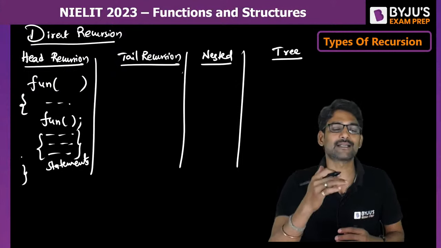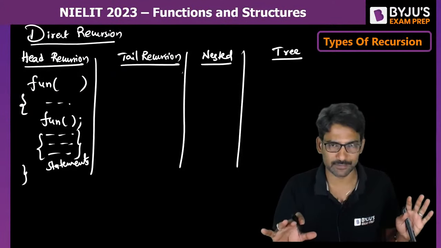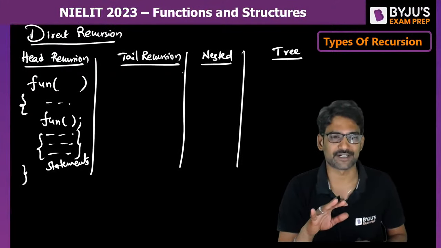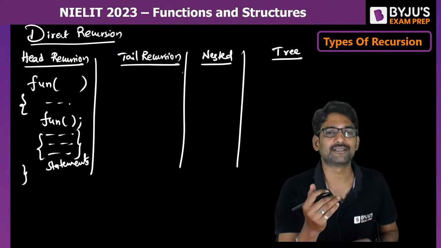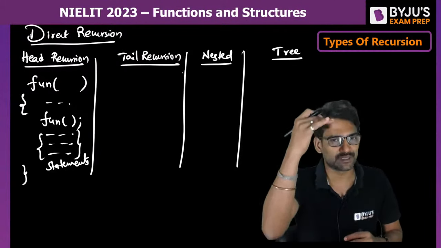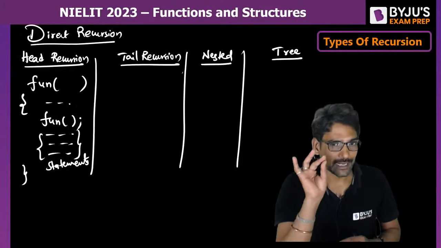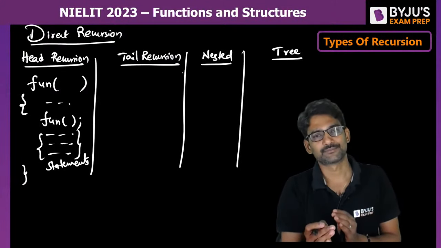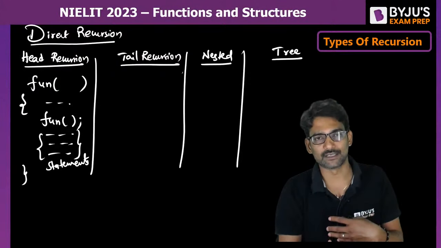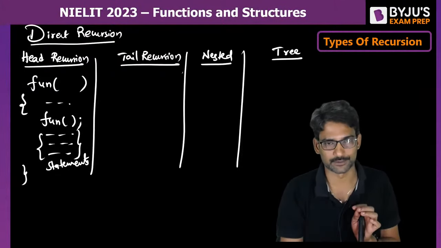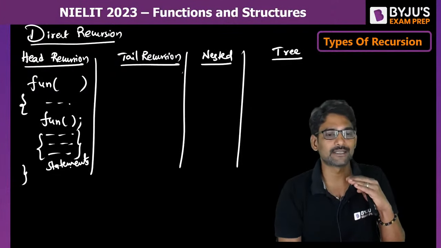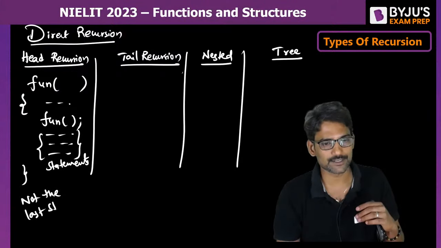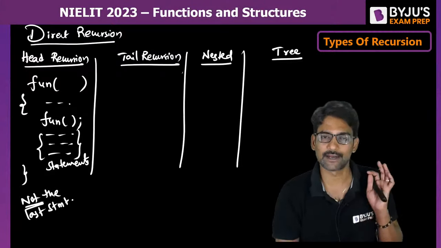Head recursion means the recursive call is not the last statement. That is not the last statement. But it need not be the first statement. Generally, everybody thinks the recursive statement must be the first statement in head recursion. It need not be. Head recursion means if there are some more statements after the recursive call, that is called head recursion. Means the recursive statement is not the last step, not the last statement. That is head recursion.